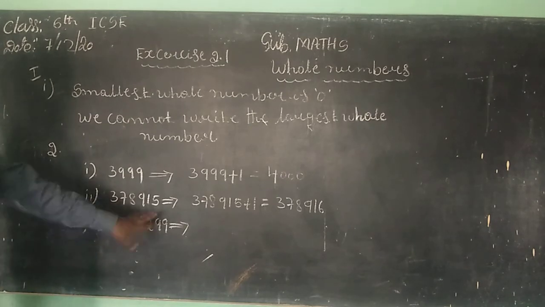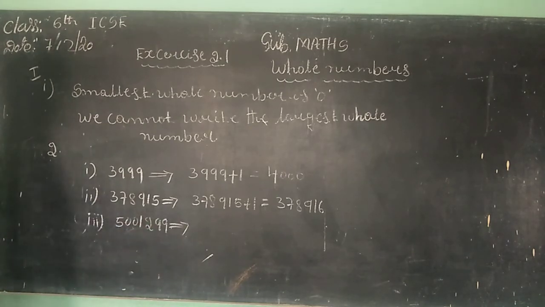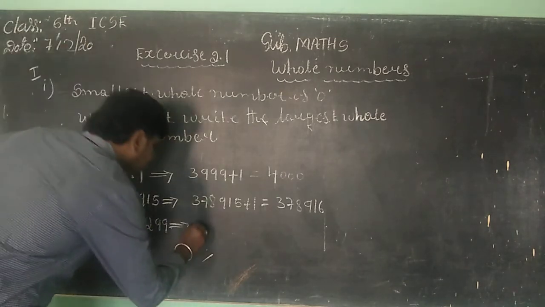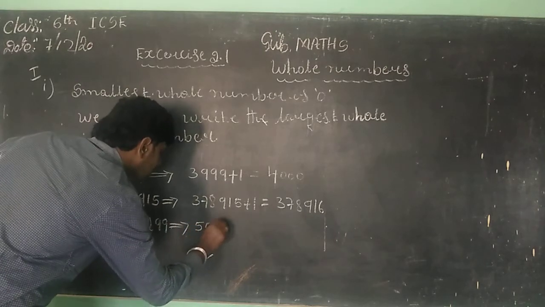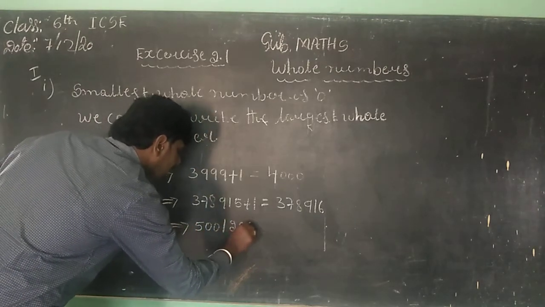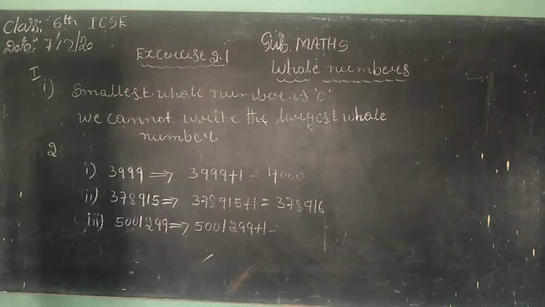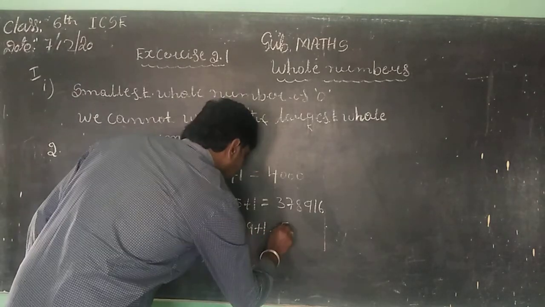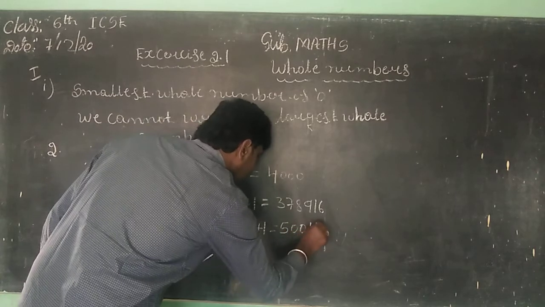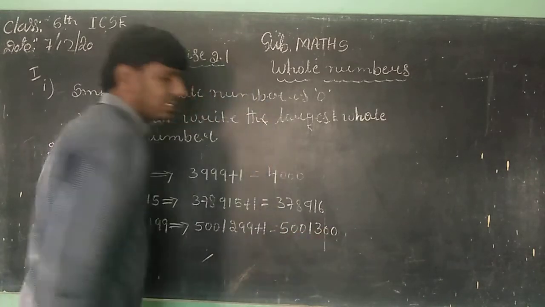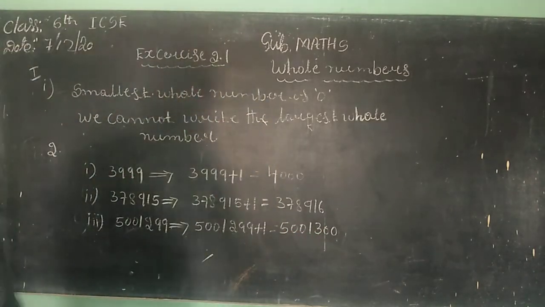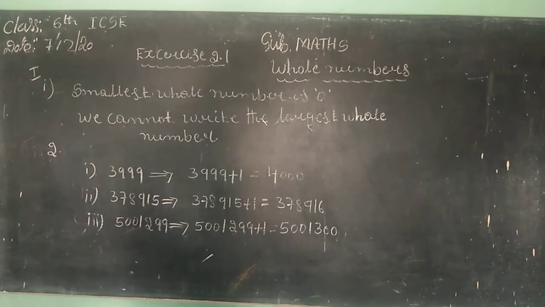5001 299. What is the successor of here? We want to add 1. 5001 299 plus 1 is equal to 5001 300. 5001 300. These are the successors of these numbers. Correct children? This is over.